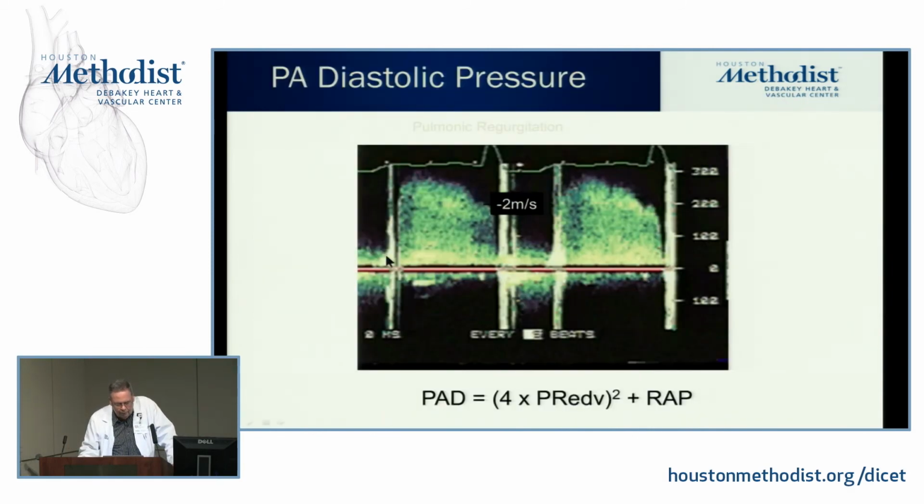And don't forget that if you have a very nice quality PR tracing, which we don't always get, but if you get a beautiful one, you can also estimate PA diastolic pressure. Same concept. You take this 2 meters per second, 4V squared will be 16, so your PA diastolic is going to be 16 plus whatever we estimate RA to be. Very similar concept. Problem here is that often we don't get good, nice quality PR tracings.